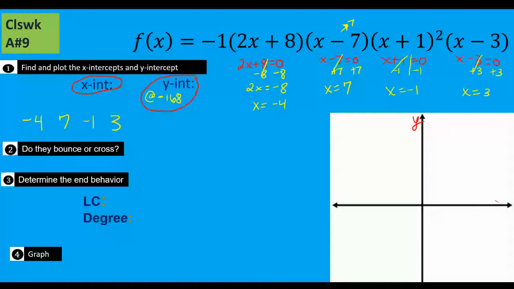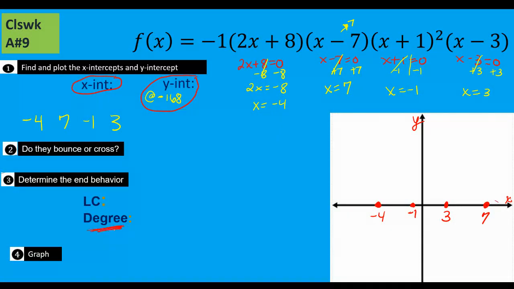And then you just make all the dots on the graph like we did before. So this one is -4, and we have one at 7. We have one at -1, and we have one at +3. So there you make your dots on your x-axis for your x-intercepts.